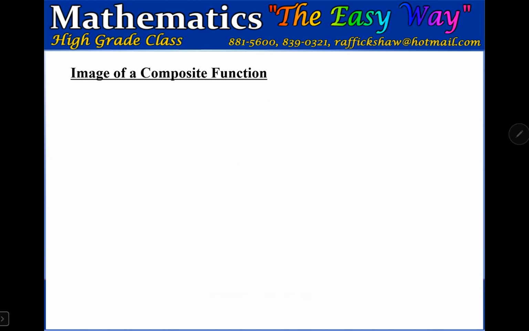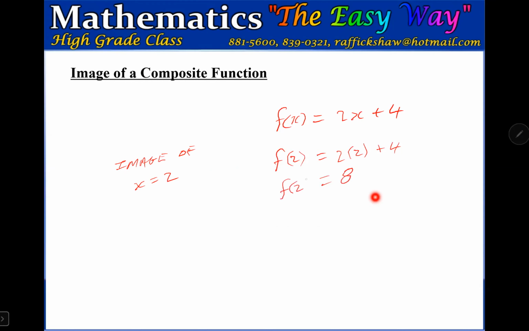Now, what does this mean? This is now talking about the values. You put in the values, what you get out. So like what we did, when we had, for example, f of x equals 2x plus 4. I want the image of 2. In other words, the image of x equals 2. You put f of 2, which should be 2 times 2 plus 4, which is 8. So f of 2 is 8. So the image of 2 is f of 2, which is 8.